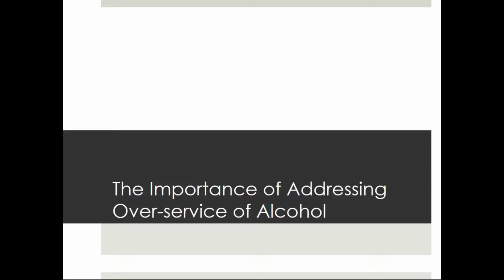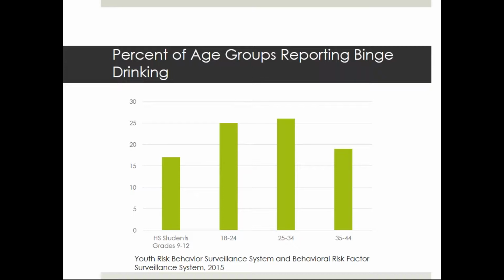We're going to take a moment here and talk about how we came to look at overservice, and why you might be interested in looking at these types of strategies. I'll start with some national data from the Youth Risk Behavior System, or YRBS, and it really points to binge drinking as an issue. Not just for underage high school students, but for traditional college age, and frankly, it doesn't end at 24. We know that binge drinking and potential issues with alcohol continue through the lifespan.